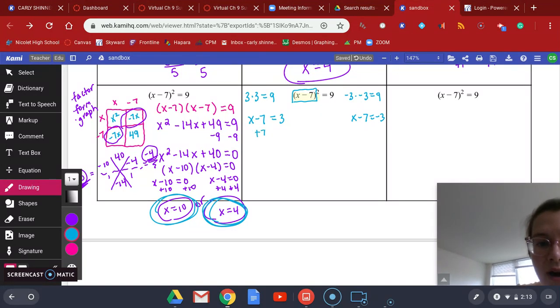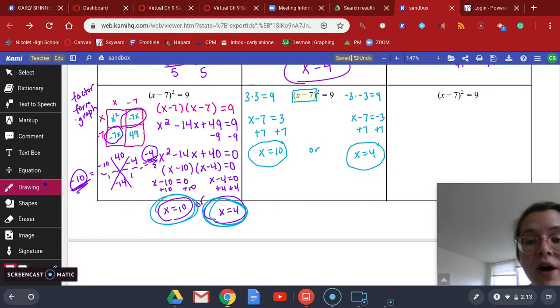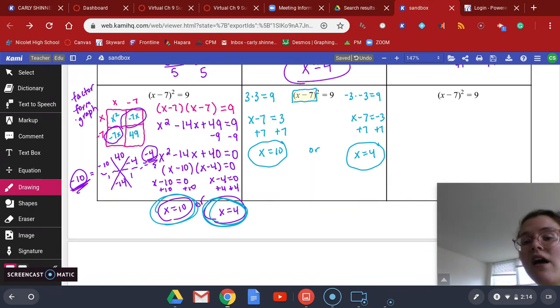Alrighty, and now I can just solve each of these little baby equations, and what do you know? I get 10 or I get a positive 4. So looking at those two problems alone, the work is starting to look very, very different. They both got me to the same answer, but the process looks very different. So depending on what kind of mathematician you are, one process might work better for you, and that's okay.